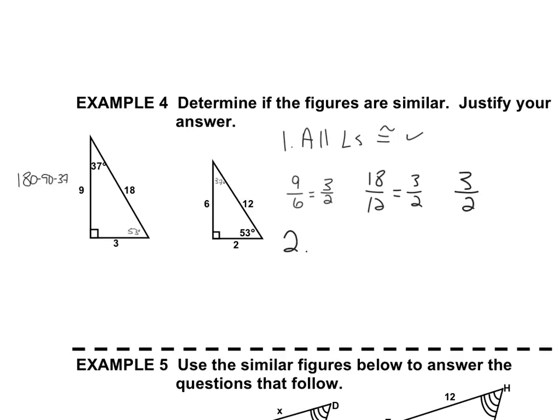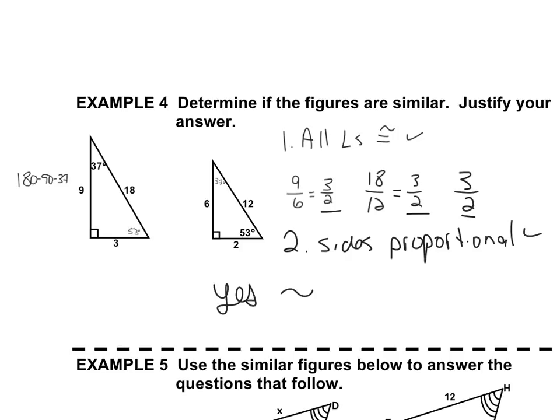So that gives us our second requirement. The sides are proportional. And since they are, because all of these are equal, I know that, yes, I have similar triangles. So make sure and check, because a lot of times one of the sides will just be off just a little bit and you may not notice.